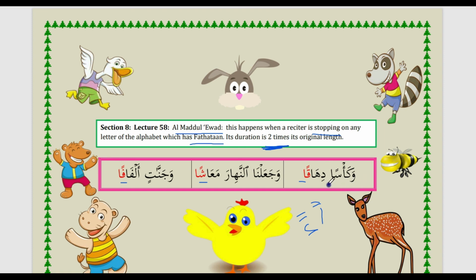وَكَأْسًا دِهَاقًا. وَجَعَلْنَا النَّهَارَ مَعَاشًا. وَجَنَّاتٍ أَلْفَافًا.